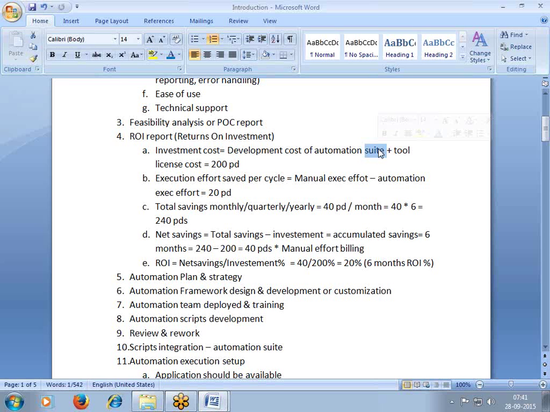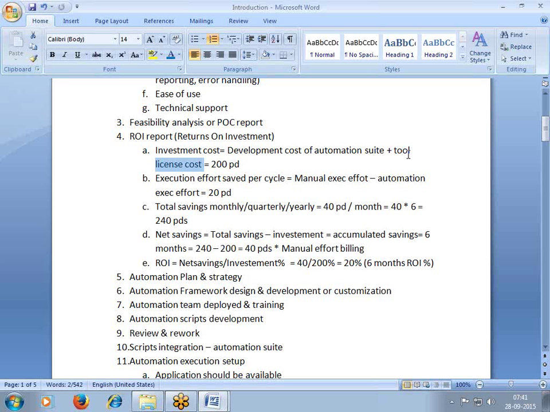Suppose we take some 300 days to automate 1,000 test cases, and the client is paying $30 per hour, not per day. Then for 300 days, what is the total cost? That is called the development cost. Like that it will be calculated. Understand? And plus the tool license cost. What is the license cost of the tool?